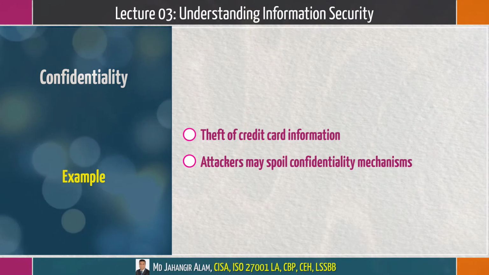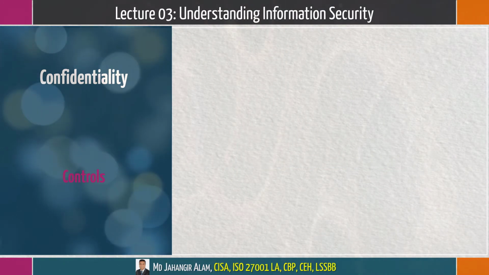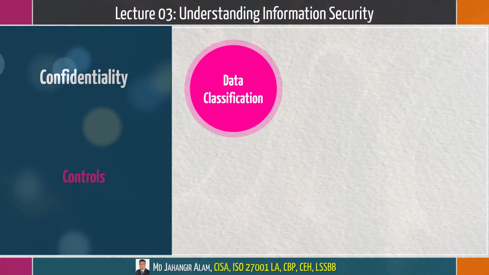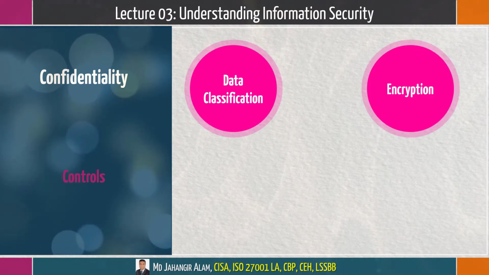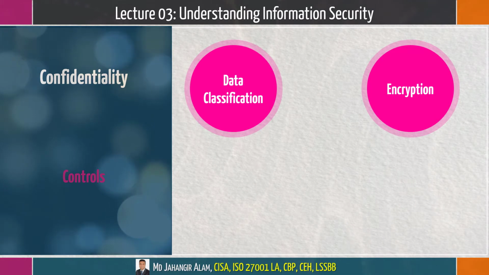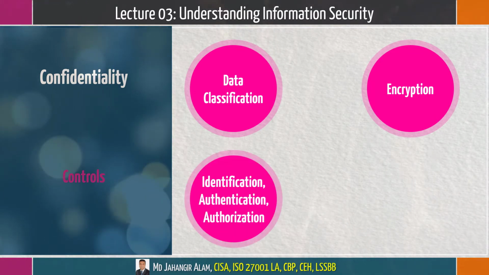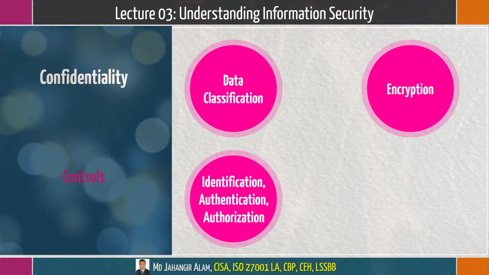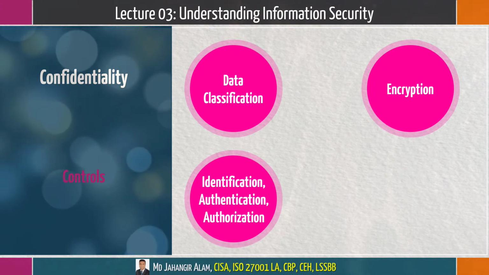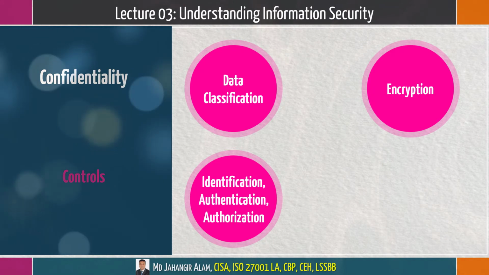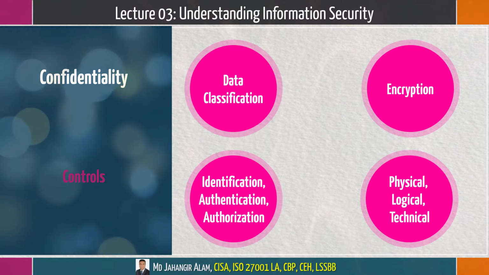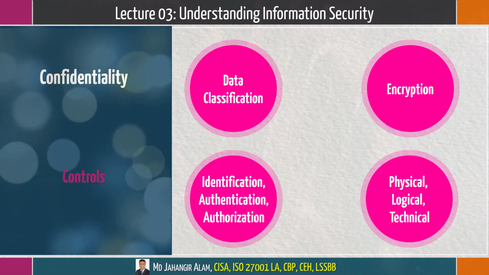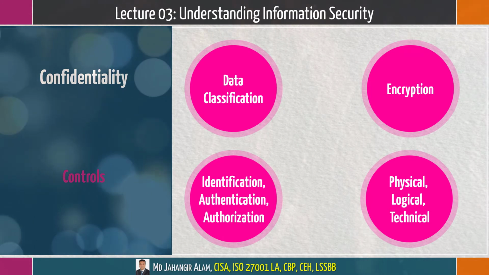Which controls help us to ensure confidentiality? One control may be the data classification. It helps us to determine who should have access to which information. Another great control is applying encryption to protect unauthorized read or write access to information. Identification, authentication, and authorization through access controls are the practices that support maintaining the confidentiality of information. Applying encryption for data at rest and data in transit, implementing physical, logical, and technical access control are the controls for confidentiality.